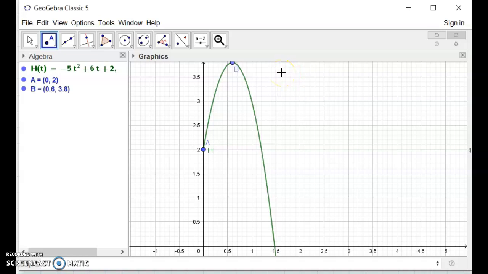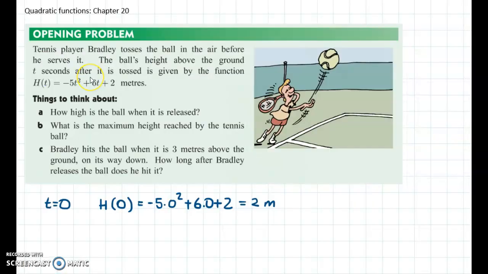I don't know if I'm clicking exactly at the most precise point, so I'm going to answer that the maximum height is approximately 3.8 meters, and later on we're going to have the tools to answer what is exactly the maximum height. But for now, this is the approximation we get from the picture. So I'm going to write it over here. The maximum height is approximately 3.8 meters. And as I promised, later we'll know what exactly the maximum height is.